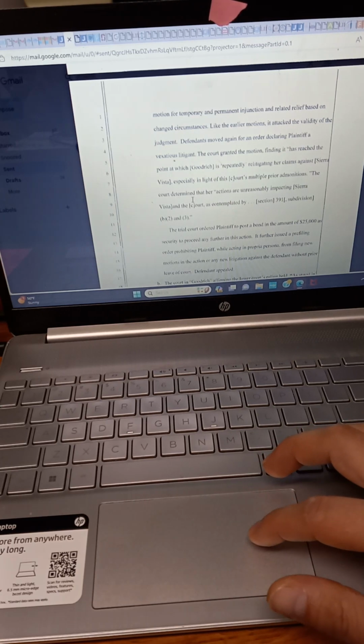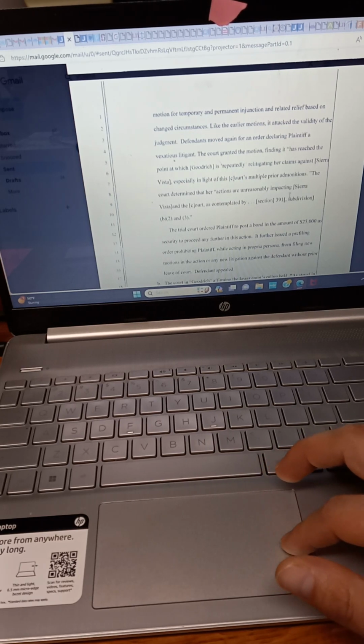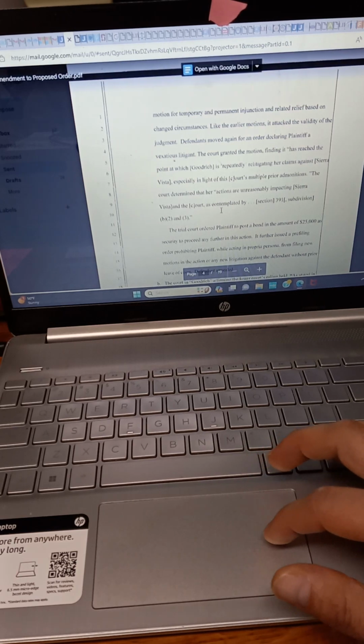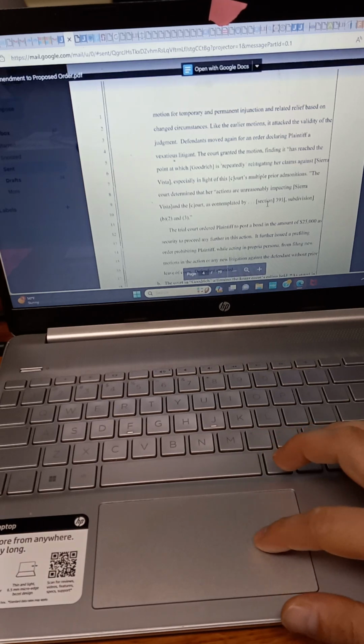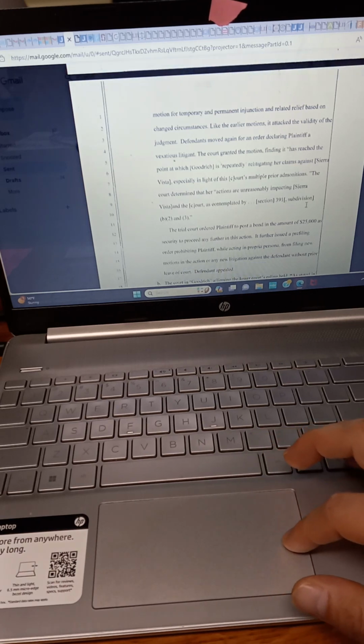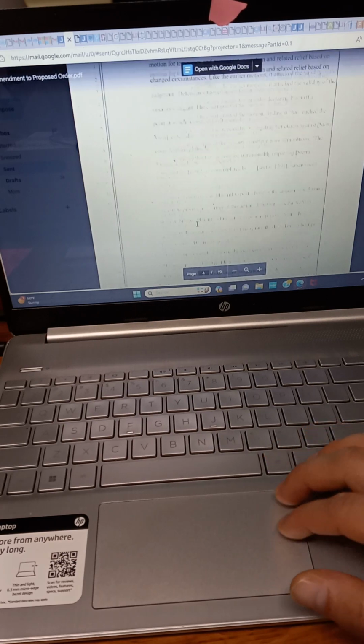The court determined that her actions were unreasonably impacting Sierra Vista, and the court, as contemplated by section 391 subsection (b)(2) and (3).